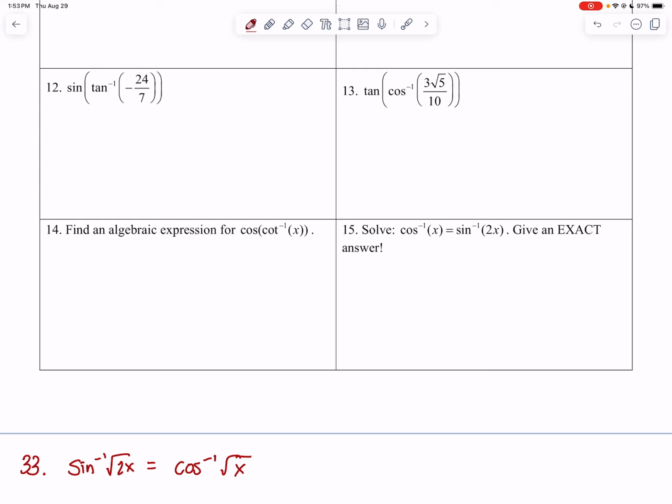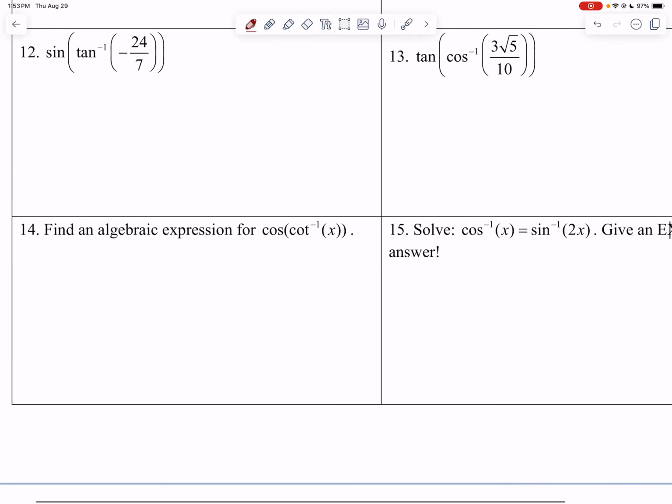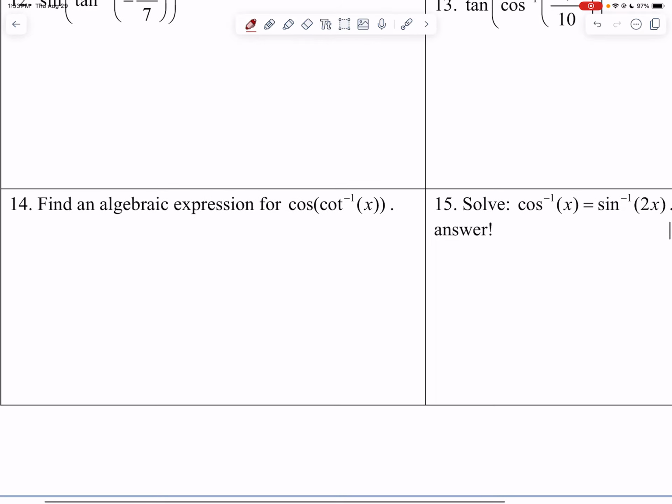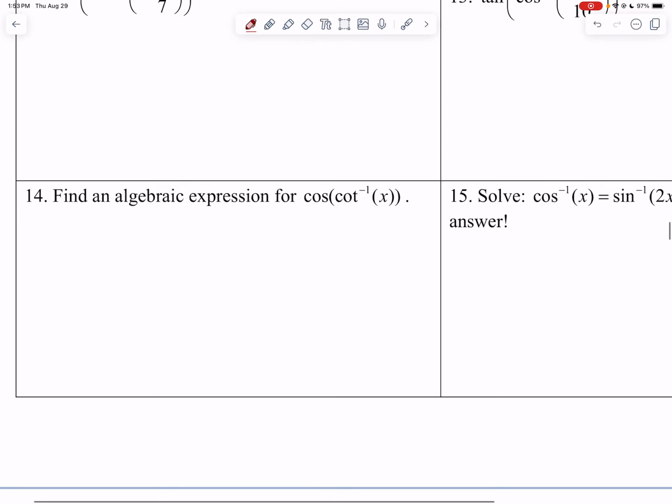All right, we're going to do 14, 15, and 33 in this video. So for 14, we want to find an algebraic expression for cosine of inverse cotangent of x. Notice how here, unlike the other problems, we don't have a little fraction. So we're just going to make it a fraction: inverse cotangent of x over 1.